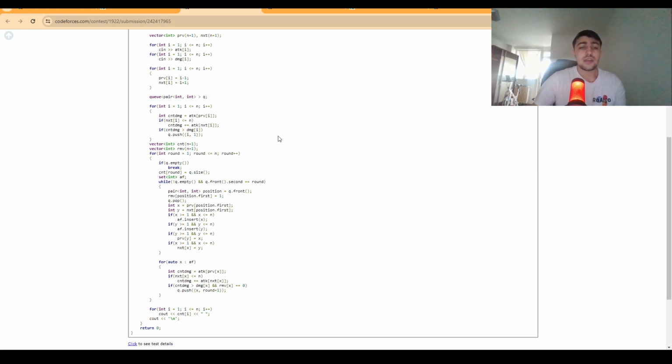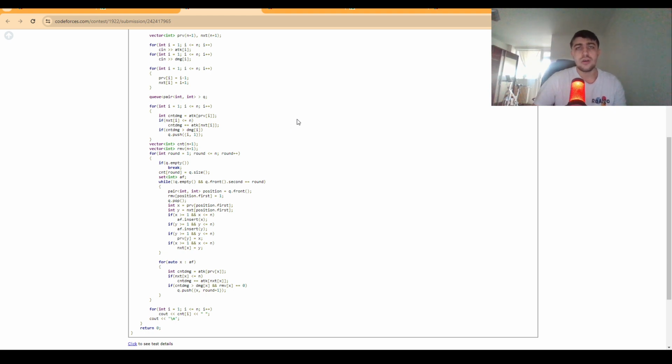You should be careful not to count the same position twice, because we can only kill a monster once. But this problem is a very nice example of us simulating the process in such a way that we can optimize it very easily.